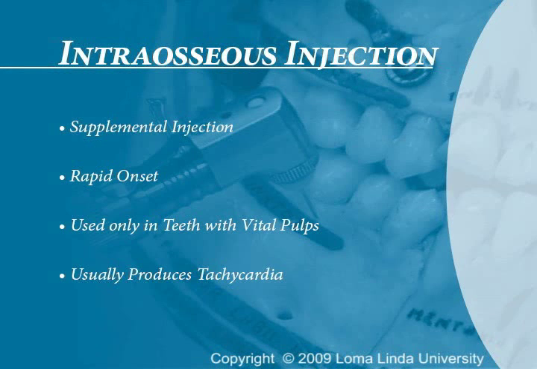The intraosseous injection. This is a supplemental injection with a rapid onset, and it is used when conventional injection gives inadequate pulpal anesthesia for teeth with vital pulps. This injection usually produces tachycardia, so the patient should be forewarned.